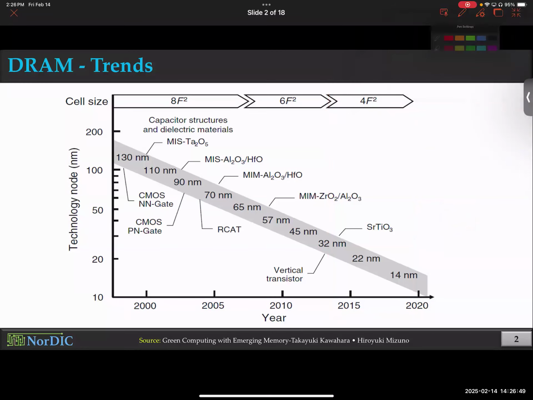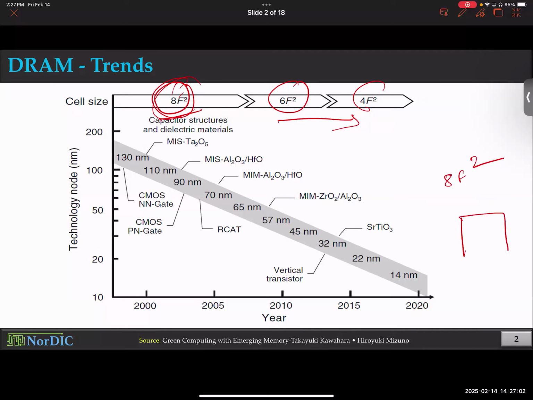Okay. At some point, we dealt with 8F square, 6F square, and then we managed to get to 4F square. Can anybody guess who was the culprit? So we had to get to 8F square. Here is how you could get to 8F, by the way. You have 2F, you have 4F.